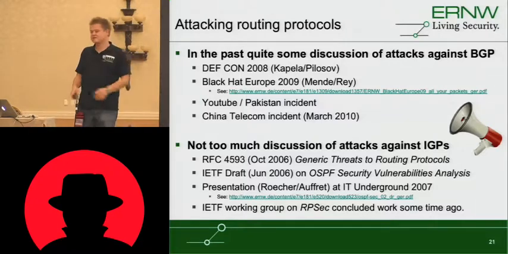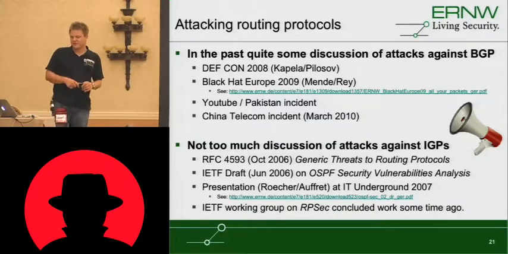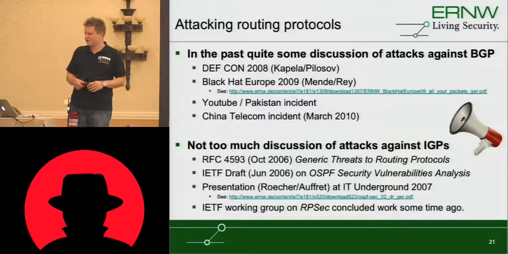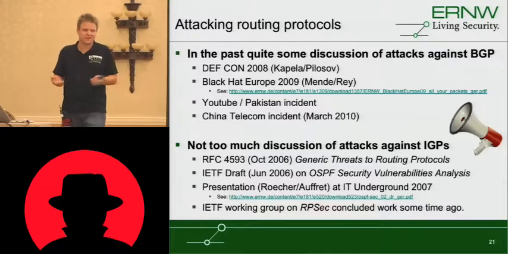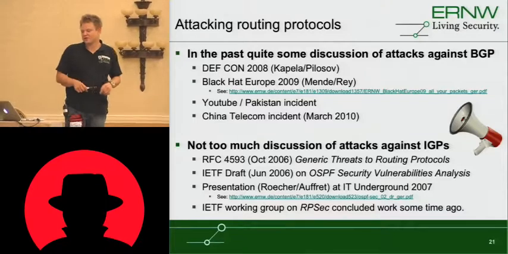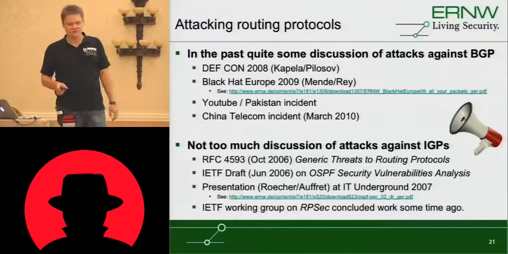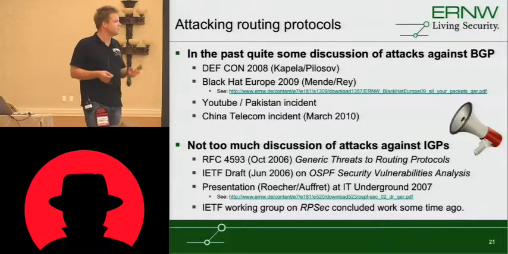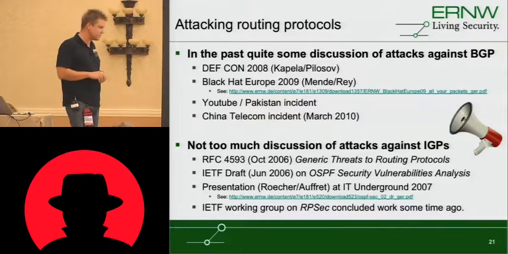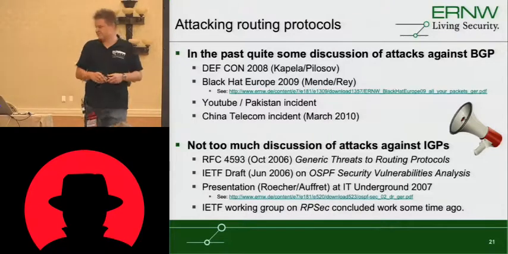Also, there's not too much discussion about routing protocol security in general. There's an RFC called Generic Threats to Routing Protocols, which covers the bad things that can happen to routing protocols. There's an IETF draft on OSPF security vulnerability analysis. There was a presentation with a proof of concept on attacking OSPF networks, also injecting routes, but it was, let's say, a small proof of concept program, which was hard to use in real attacks because it just worked in some special scenarios.